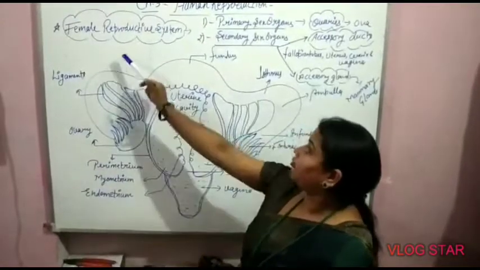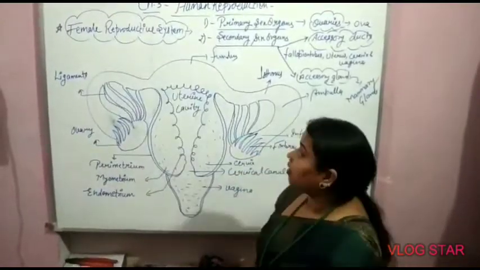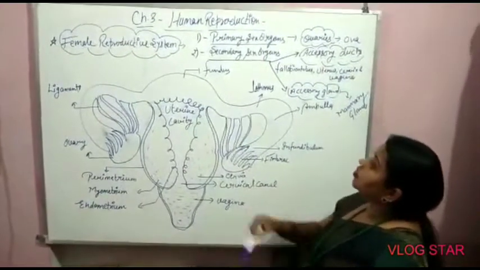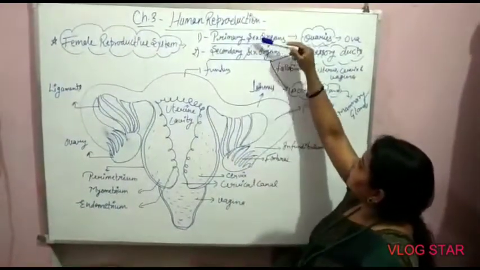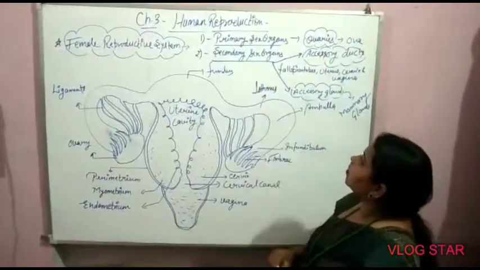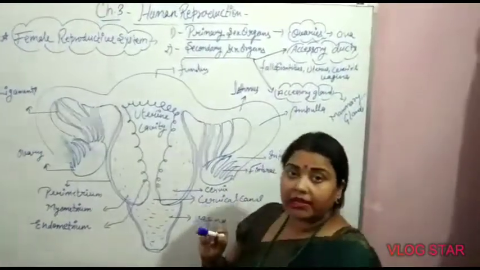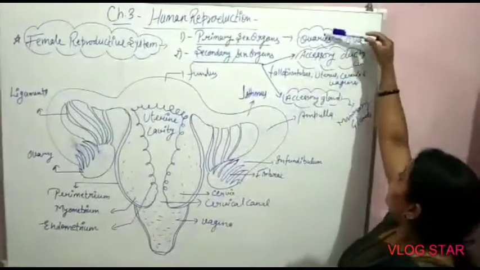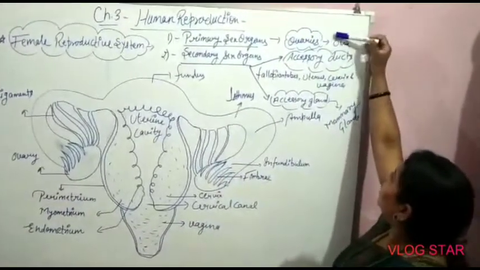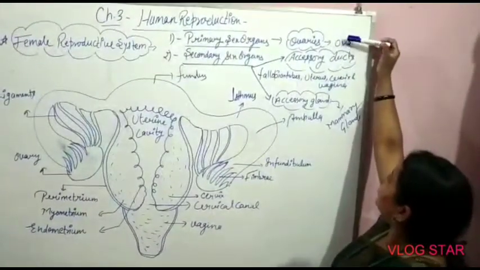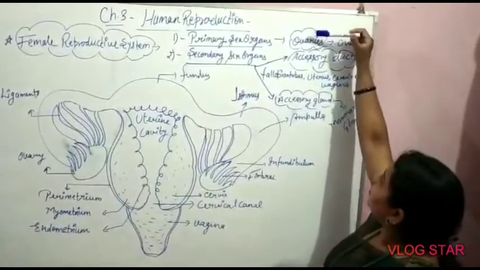Today's topic is the female reproductive system. The female reproductive system consists of mainly two parts: primary sex organs and secondary sex organs. Primary sex organs are the gonads, called the ovaries. These ovaries produce ova. Ova are the gamete cells.